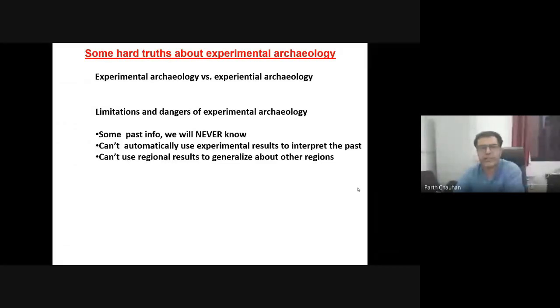There are many factors that affect the final product. And we can't automatically use experimental results to interpret the past, especially the further back in time we go. If we're replicating things today, many things have changed in the past. 1 million, 2 million, 3 million years of evolution have taken place. So if we replicate things today and use them, their functions will be different than in the past. Some things we'll never know, what the intention was and how they were using those stone tools. We can only hypothesize and guess.